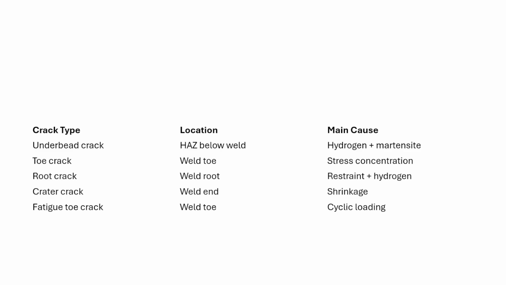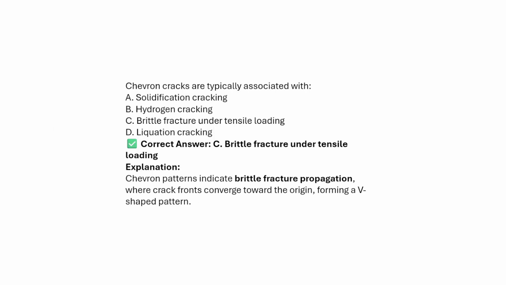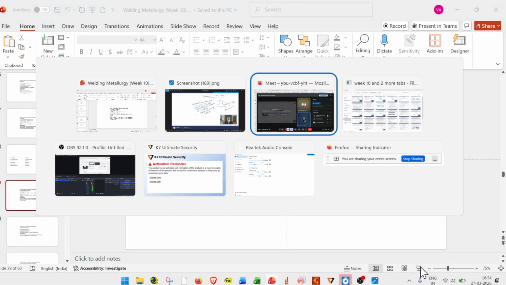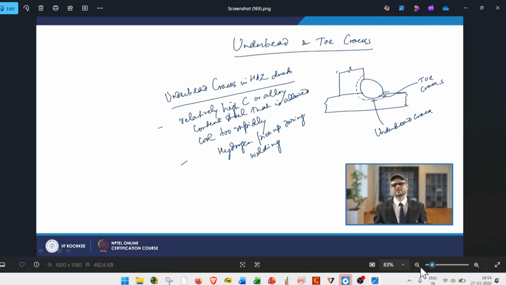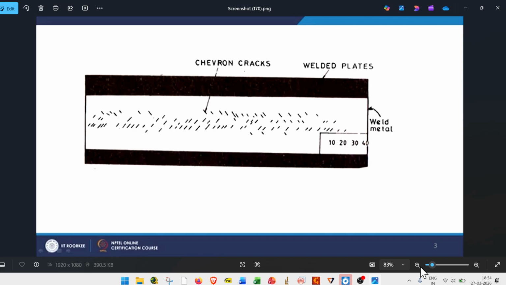Crater cracking happens at the weld bead end due to shrinkage, and fatigue toe cracking is at the weld toe due to cyclic loading. Next, chevron cracking. What is chevron cracking? You can see, this is chevron cracking. If you consider this the weld bead, it happens at a 45-degree angle on both sides, 45-degree angle to the weld bead direction.